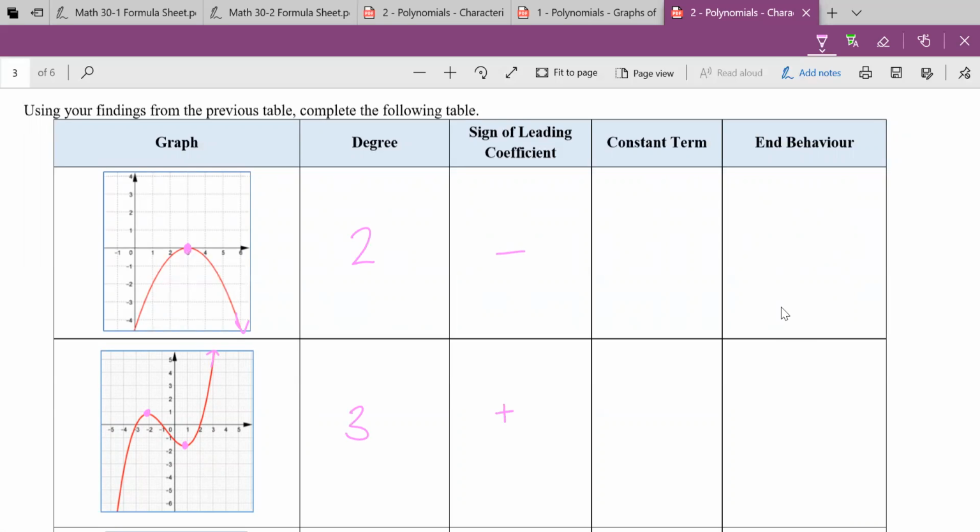Constant term is my y-intercept. So it's down here somewhere. I'm going to say it's negative. Looks like it's about -5, approximately. The next one, constant term, right there, -1.